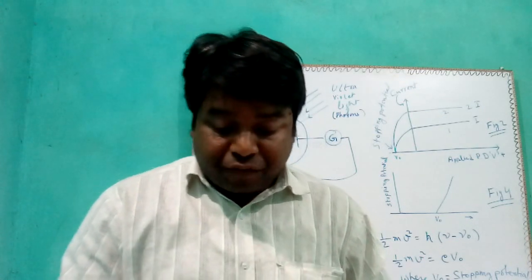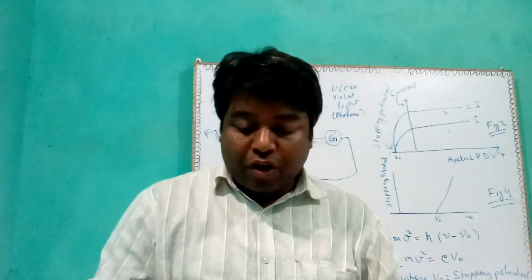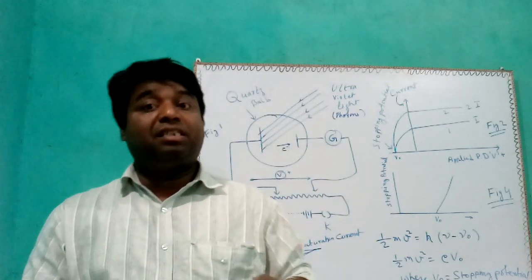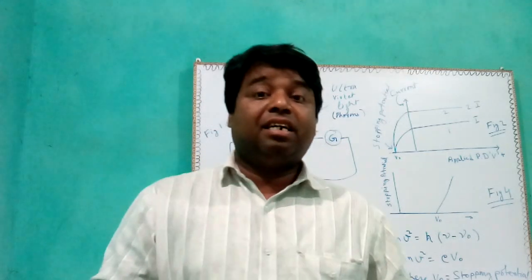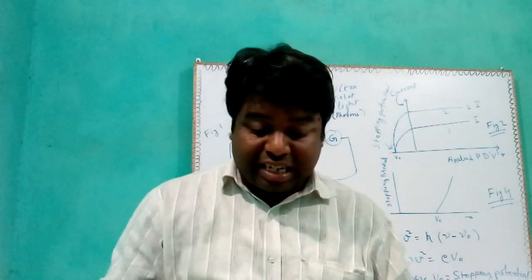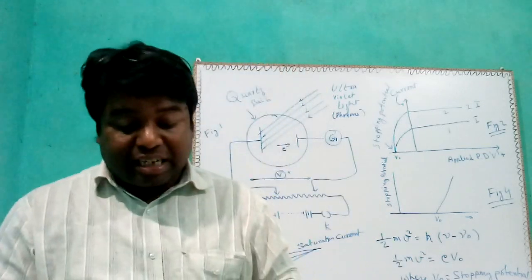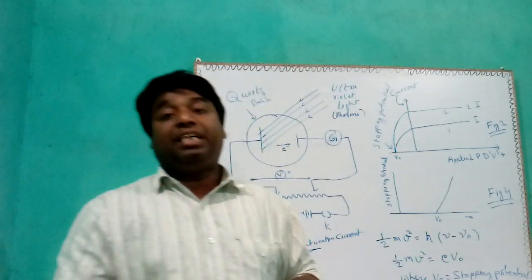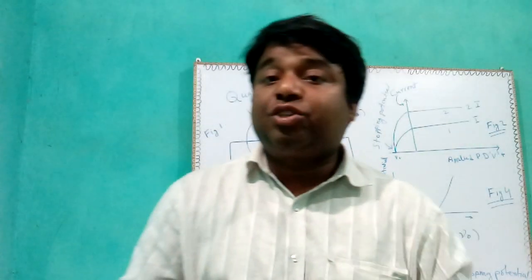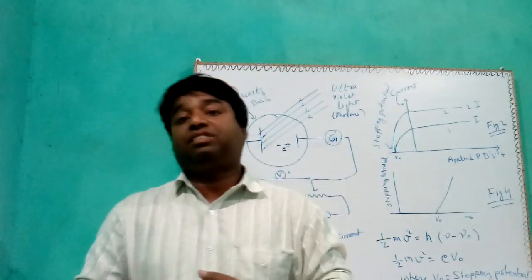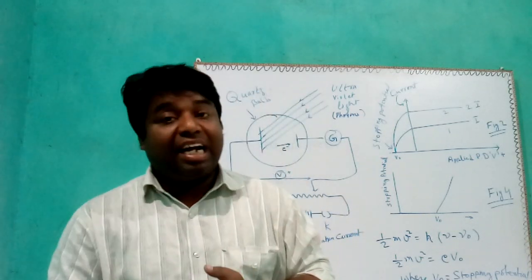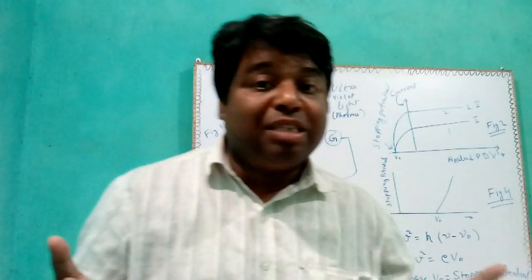Number 4, the photoemission takes place only above a certain frequency. It actually means above a certain energy. The photoemission will take place above a certain amount of energy. Last point, there is no time lag between the incident photon and the ejected electron. It is an instantaneous phenomenon. If the energy is sufficient, the electron will come out immediately.